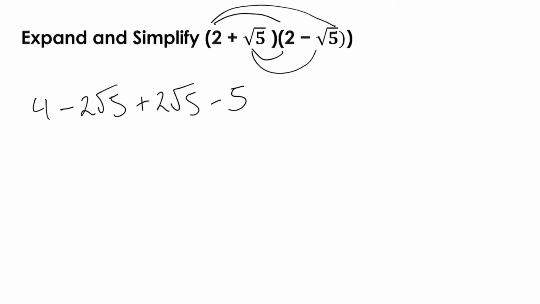So we have minus 2 root 5 plus 2 root 5 gives us 0. It cancels out. So what we're left with is 4 minus 5, which equals minus 1. And that's our final answer.